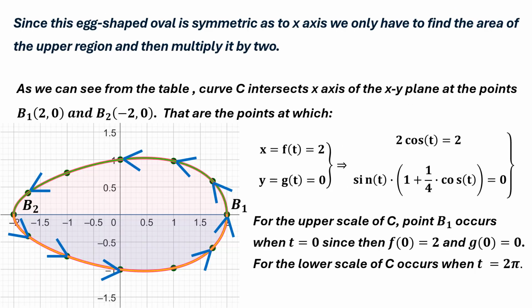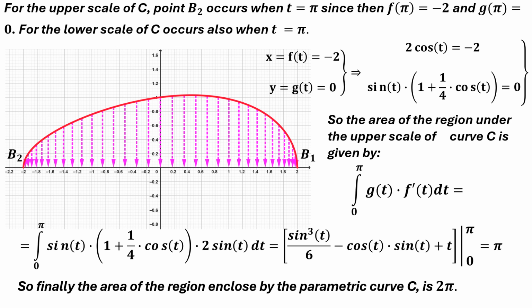Since this egg-shaped oval is symmetric with respect to the x-axis, we only have to find the area of the upper region, and then multiply by 2. As we can see from the table, curve C intersects the x-axis of the xy plane at the points b1 (2, 0) and b2 (-2, 0). Now, in order to save time, please see the way to follow to find the integration endpoints. So finally, after some computations, and by using the previously found formula, we conclude that the area of the region enclosed by the given parametric curve is 2 pi.